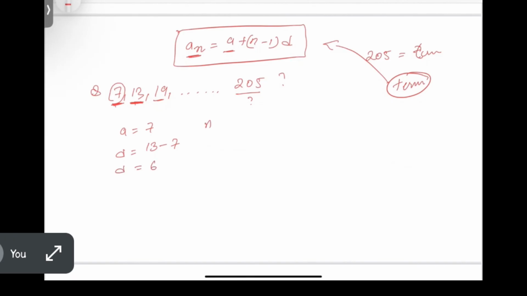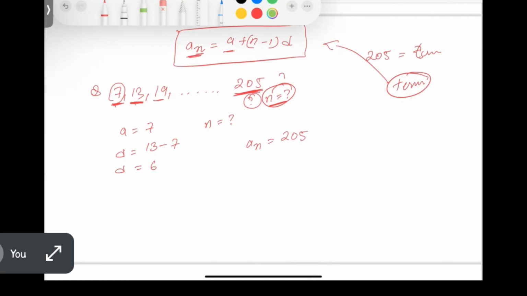But do we know the value of n? We don't know. Why? Because we are asked to find n here. N represents which term we are talking about. N doesn't mean it's the last term. N-th term means which term this 205 is. That's what is asked. So let's find n. But one thing is given, a n is given. We don't know which term it is, but it is given as 205. We are asked to find which term will give me 205.